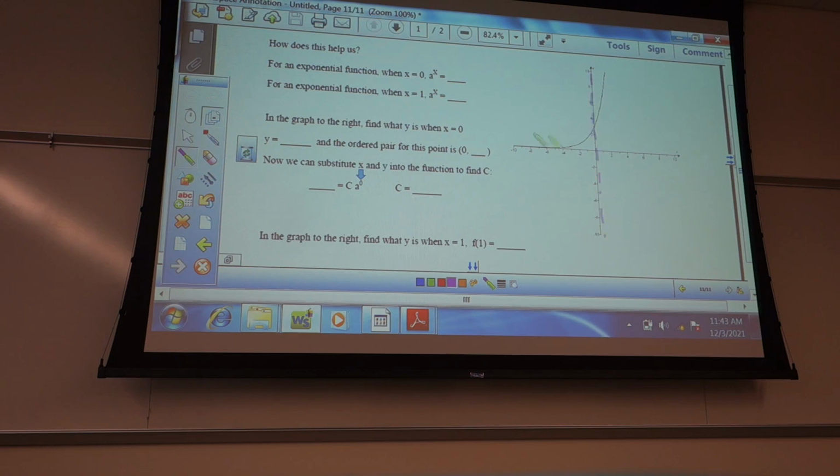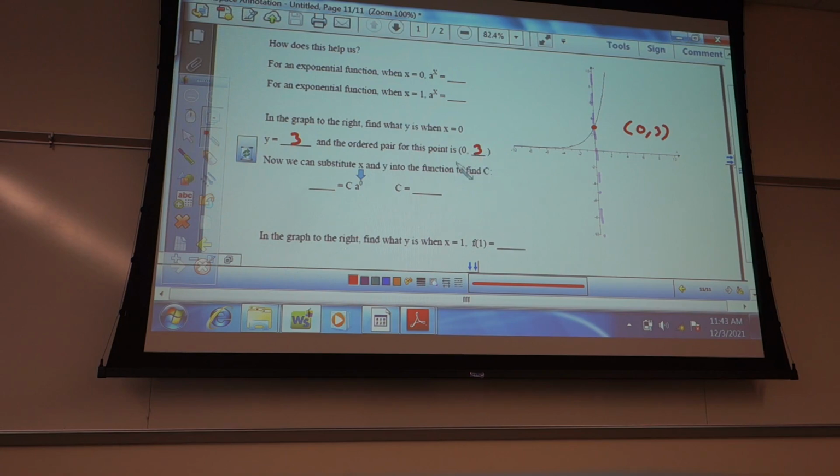Yes? Yeah. So where's my point where it hits the graph? Right here. What is that? 3? 0, 3. Is that right? All right, so we have the point 0, 3. So when x is 0, y is 3. So our ordered pair is 0, 3.